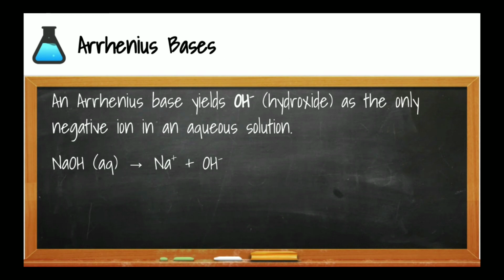Arrhenius bases are aqueous solutions where hydroxide, OH-, is the only negative ion in the aqueous solution. So here we have sodium hydroxide. The nice thing about Arrhenius bases is most of them are actually ionic. And since they're ionic, we expect them to be electrolytes, and they are electrolytes.